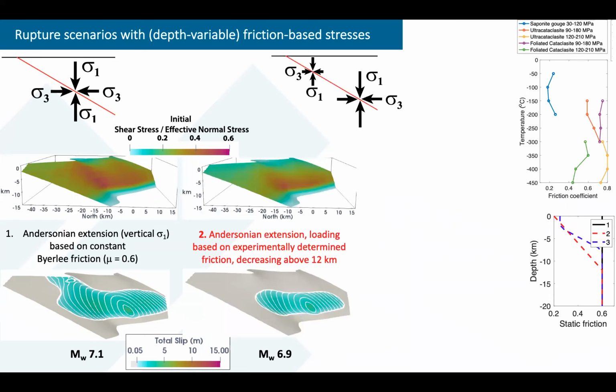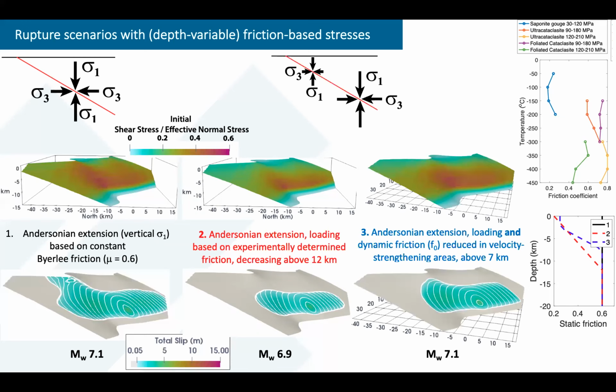So the red dashed line for the 12-kilometer decrease clamps down on the shallow slip quite a bit. You can see that now we just have buried rupture that doesn't reach the surface along any of the fault. We end up with a magnitude 6.9 that is pretty limited with depth. Then in the case where we only have a decrease in friction where we have velocity strengthening materials, but we also decrease the dynamic friction f naught according to that same profile, we end up with shallower slip, so slip that starts to reach towards the surface but doesn't actually quite get there. And so we have no surface rupture in this case, although we still have magnitude 7.1.